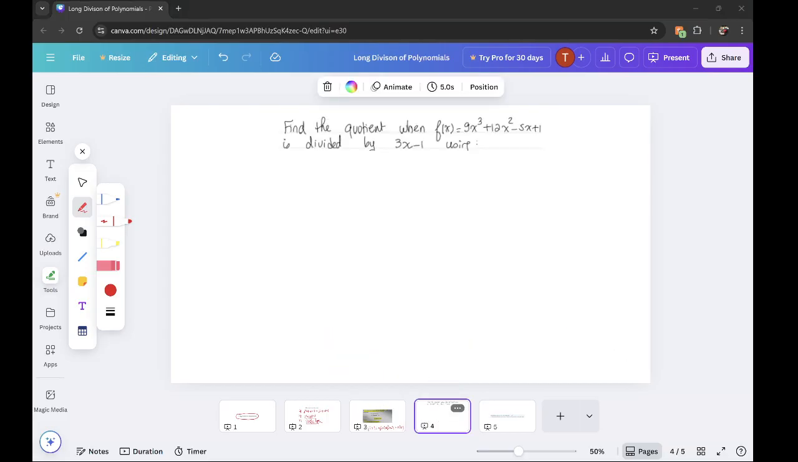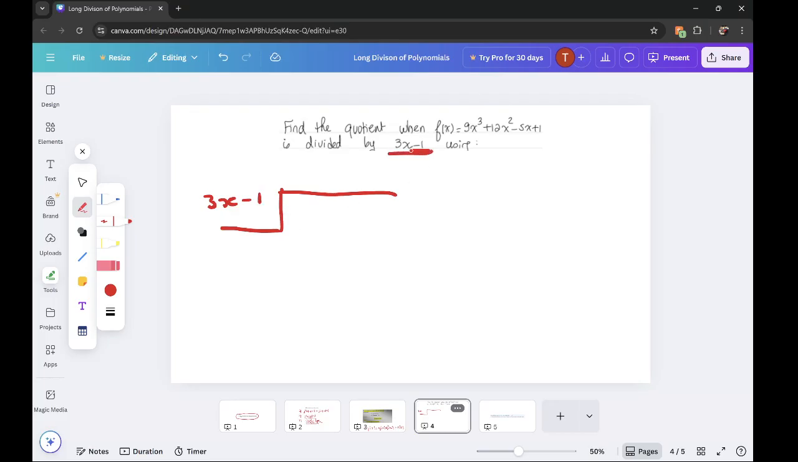So as you can see, this is the question. Find the quotient when f of x is equal to 9x cubed plus 12x squared minus 5x plus 1 is divided by 3x minus 1. So in this case, we're going to try long division. We start drawing our table over here. You put 3x minus 1 here as our divisor, and then you put whatever our dividend is. This is our dividend. We are dividing this. It's 9x cubed plus 12x squared minus 5x plus 1.